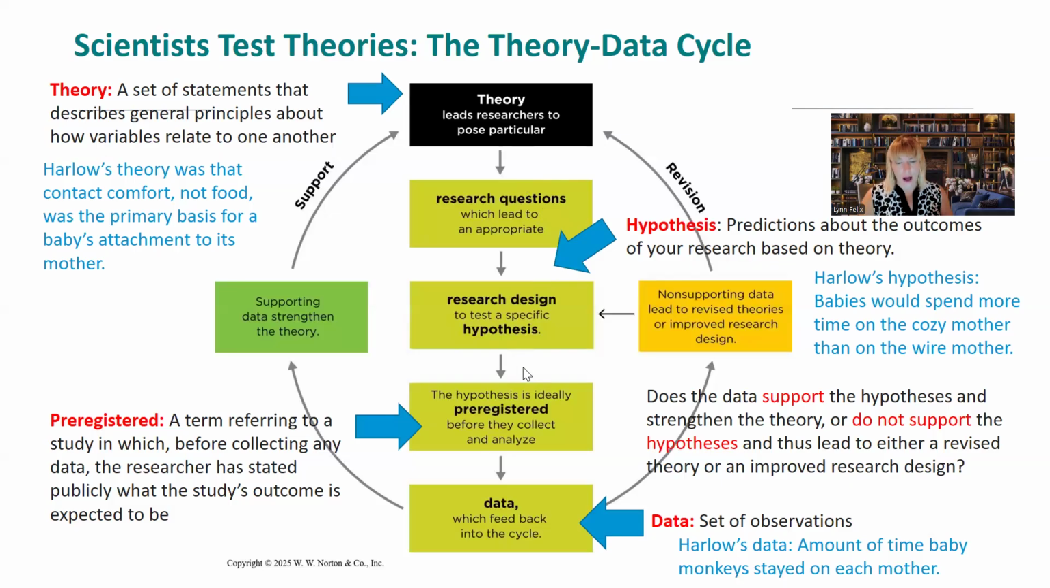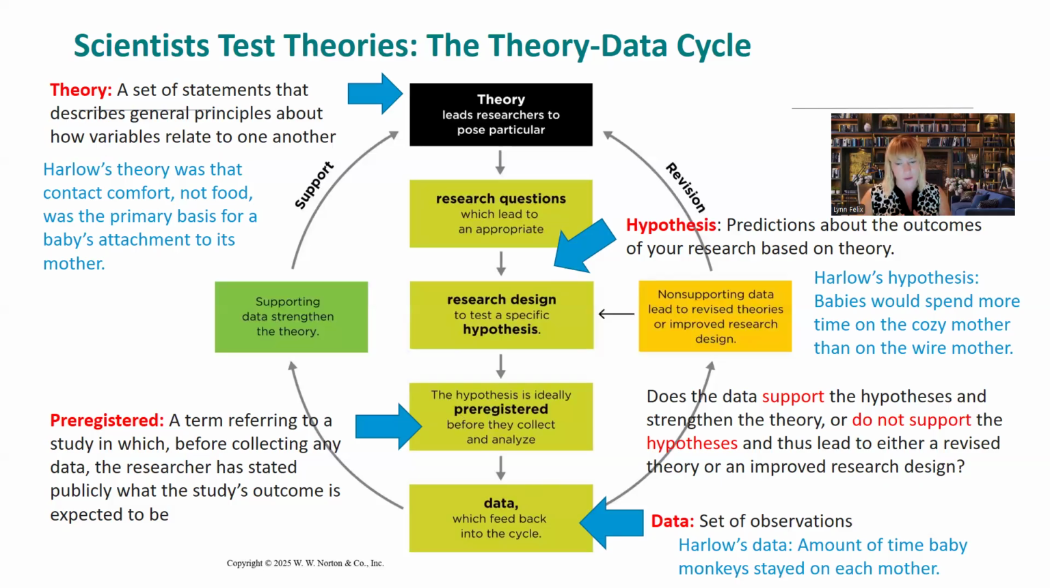Going down, the hypothesis is ideally pre-registered before they collect and analyze data. Pre-registered is a term referring to a study in which, before collecting any data, the researcher has stated publicly what the study's outcome is expected to be. And then finally, the data. The data is what you collect, you test your hypothesis, right? Whatever you pre-registered, is it the same?